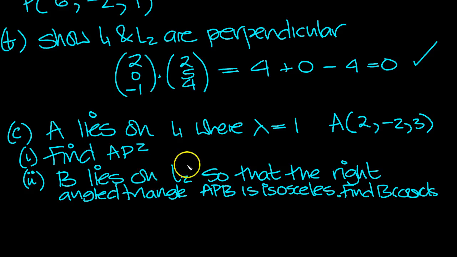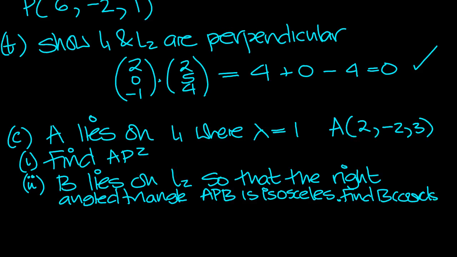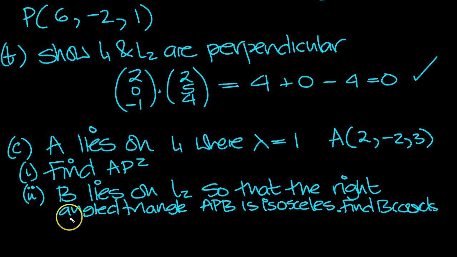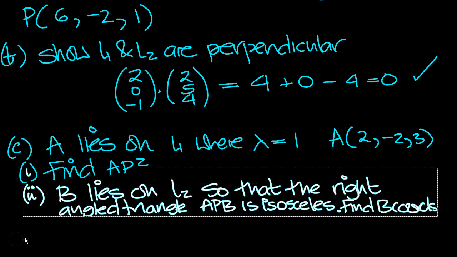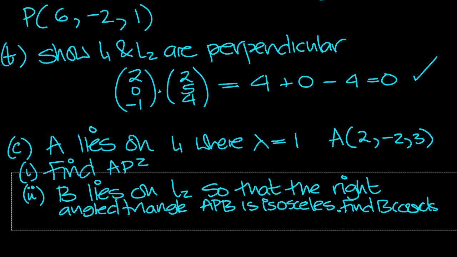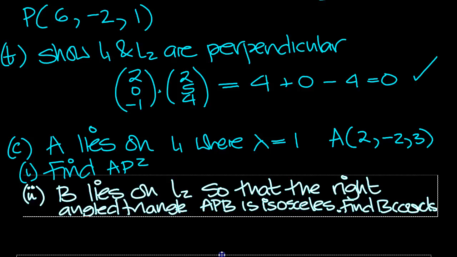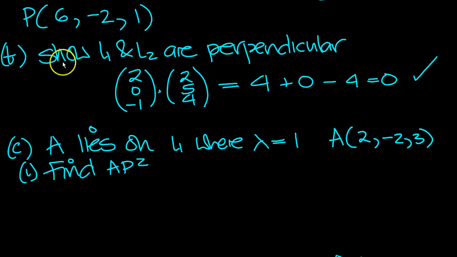So there's A. Find AP squared. So P is 6, 2, 1. So AP squared then. So again, I'm just going to move this stuff here, if I can, out of the way, and put it below. Okay, so AP squared now then is equal to, 2 to 6 is a difference of 4, so square it and you get Pythag, don't you? Minus 2 and minus 2 is 0. And then from 3 to 1 is a distance of 2, so that would be 2 squared.